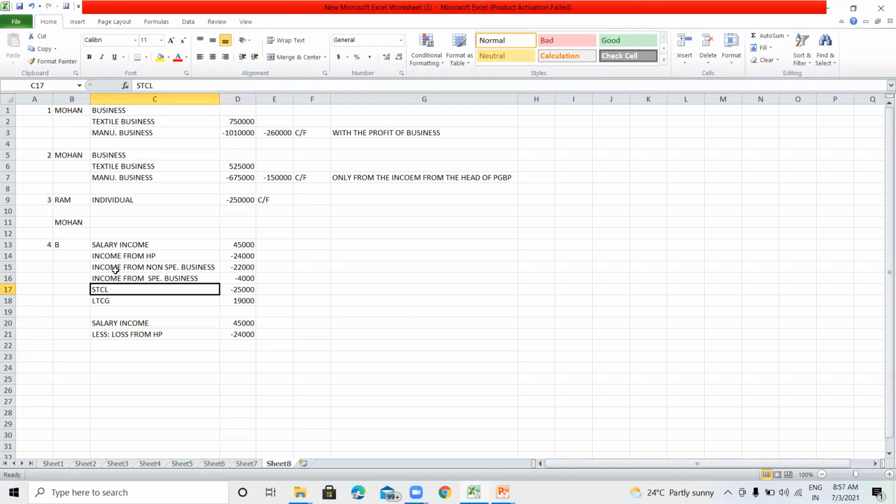Short-term capital loss and long-term capital gain: this will be set off against this. Which means 21,000 rupees is the net salary income.